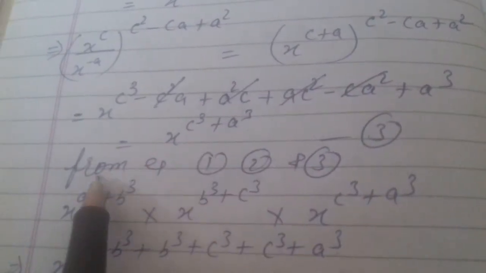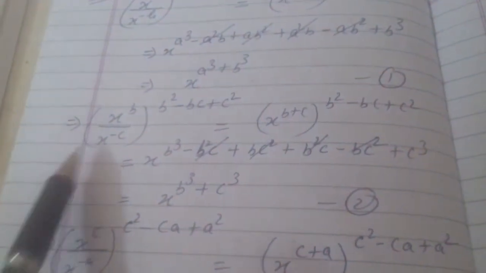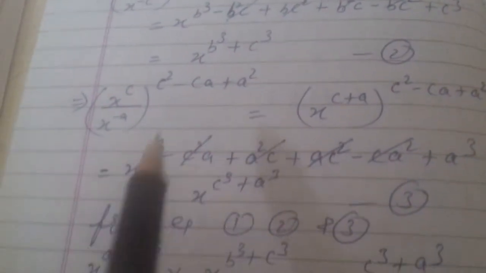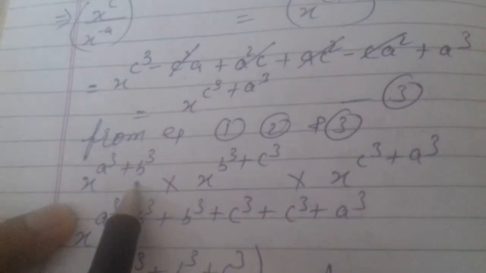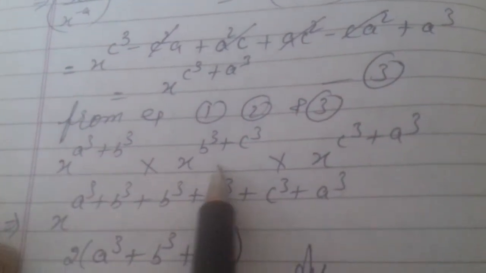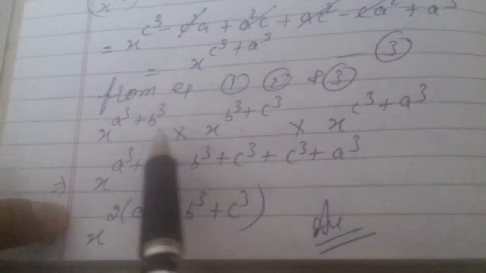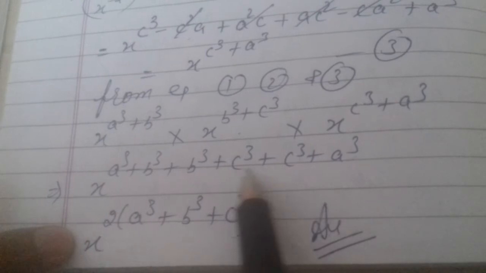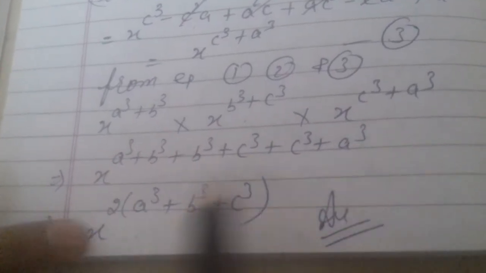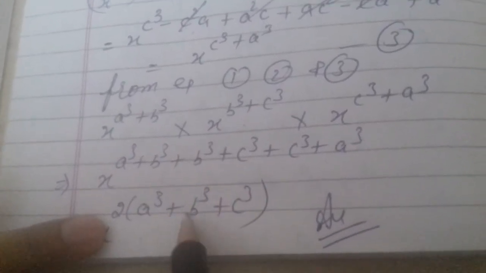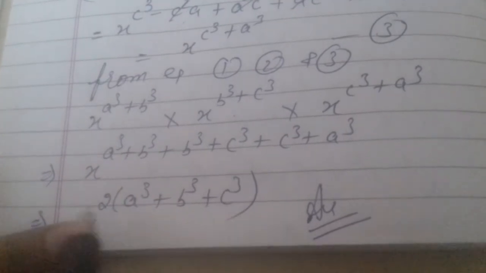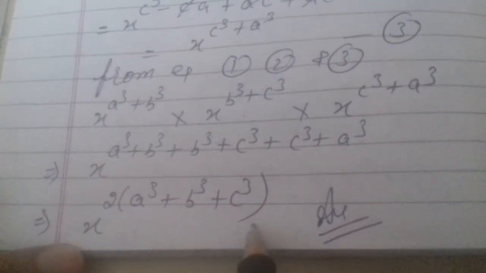In the same way, third part children, when you will solve, you will get x power c cube plus a cube. Now according to the question, this part is multiplying with this part, which is multiplying with this part. So for the final answer I will multiply x power from the first equation, multiplied by the second equation, multiplied by the third equation. So all bases are same, they are multiplying each other, powers will add. A cube plus a cube, 2a cube, b cube, 2b cube. So here only I have taken 2 common, so this is your answer.